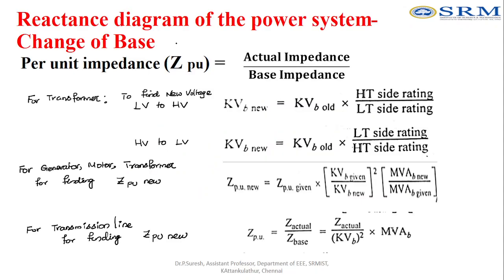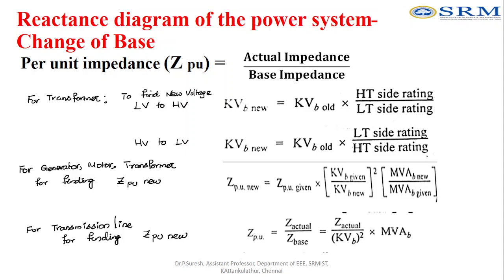In today's class, we are going to discuss drawing of the reactance diagram for the power system. If you take any power system, it has components like generator, transformer, transmission line, motor, etc. For all these components, there is its own reactance value.